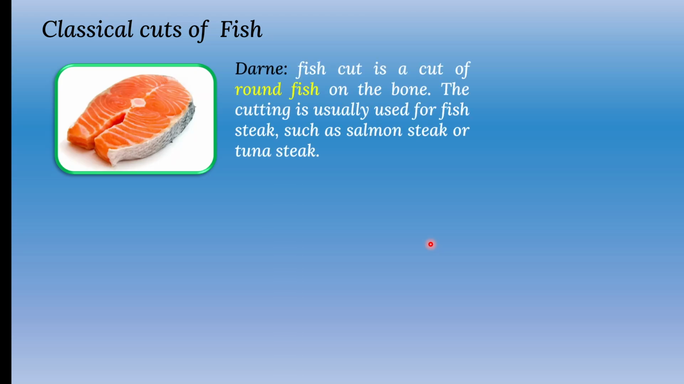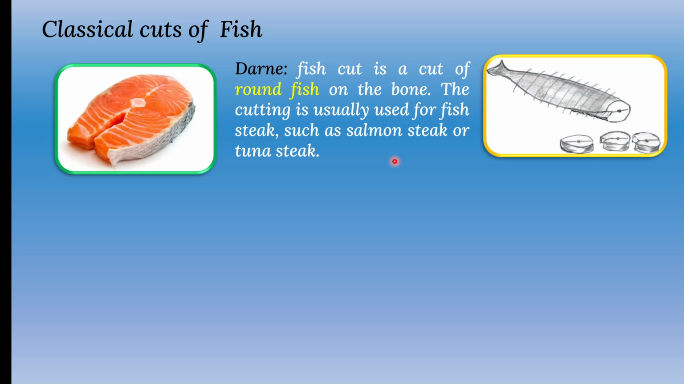Now, till now, whatever cuts we have discussed, that is on the fillet. Now we'll see the cut which is obtained on the whole fish. And this piece is known as darne. Whole fish cut, especially a round fish cut on the bone. The cutting is usually used for fish steak such as salmon steak or tuna steak. You can see here is a demonstration, now illustration rather. The whole fish, once you cut like this along with this line given, you get the pieces like this. This is known as darne.